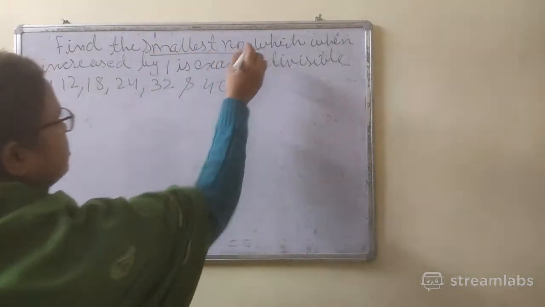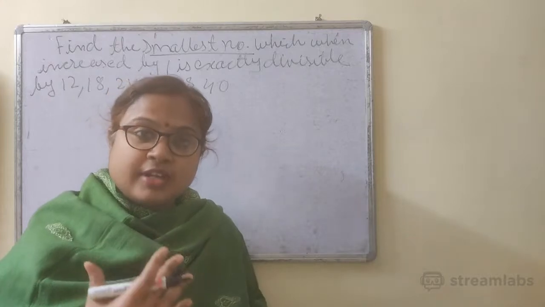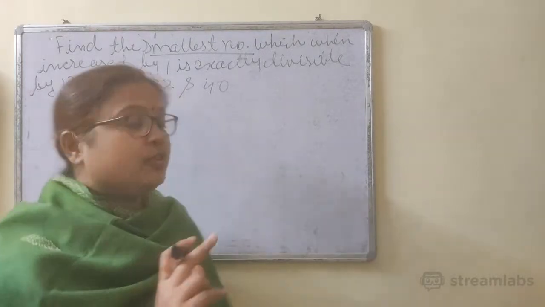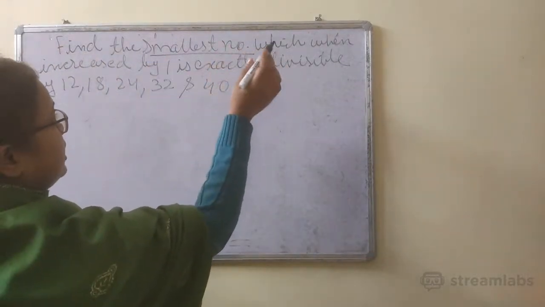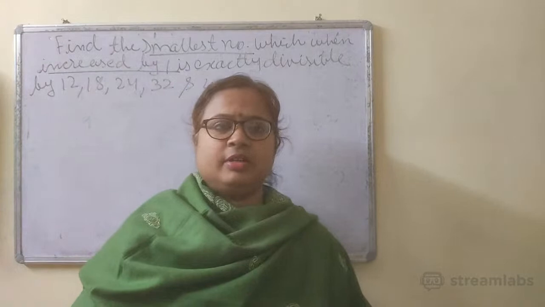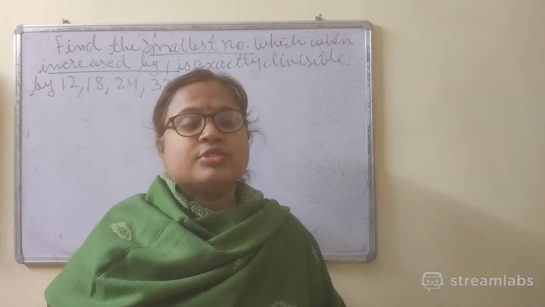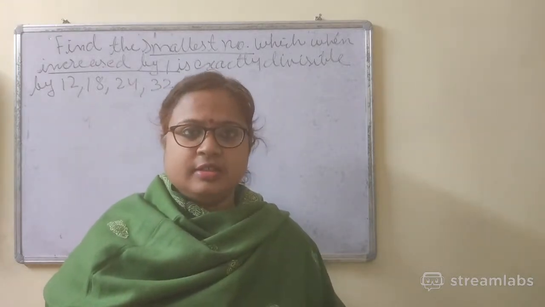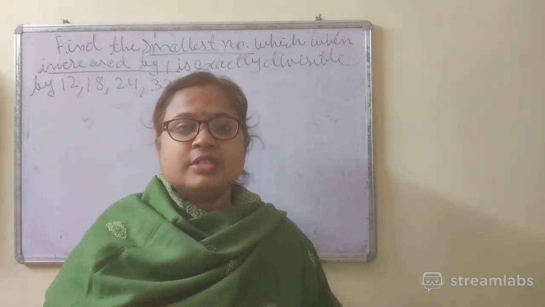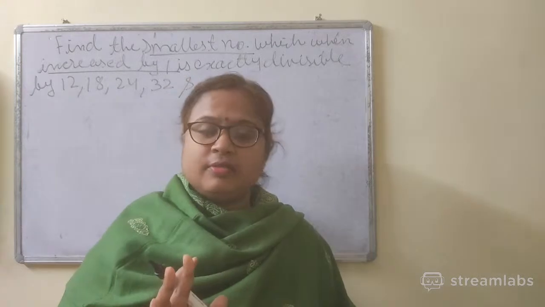Clear? Smallest number means you have to find out what? LCM. This is the way to decide whether you have to find the HCF or LCM. If the word highest is mentioned, you have to find HCF. So smallest number means LCM. Then increased by 1. Increased by 1 means what? Always remember that when it is written in the question that it is increased by 1, you have to subtract 1 from the answer. Clear? After finding the answer, you have to subtract 1 from it.